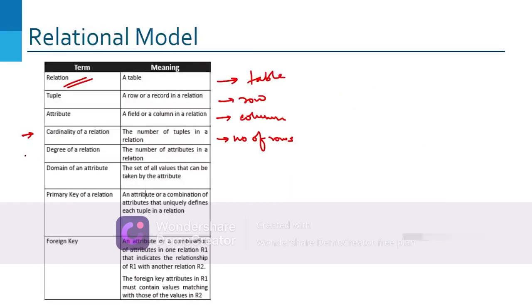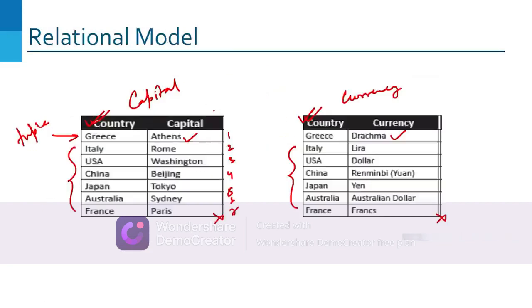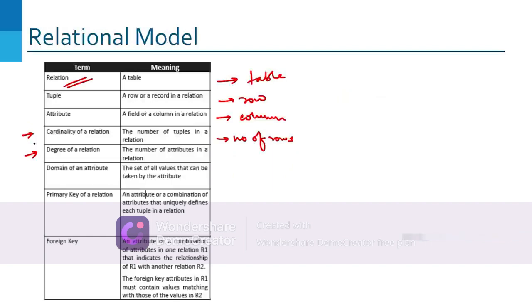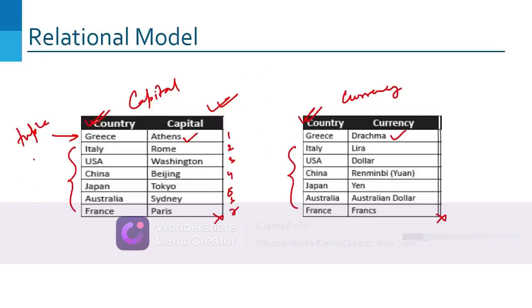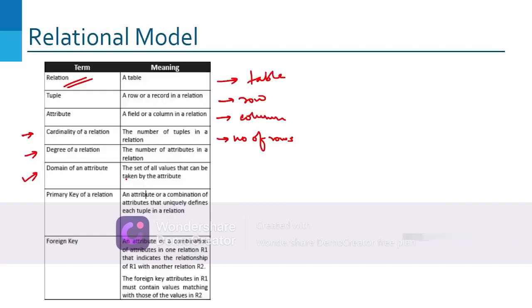The degree is nothing but the number of attributes. That means the number of columns or number of fields. So the degree for this relation is 2, because we only have 2 columns or 2 fields, which are country and capital. Okay, the domain of an attribute is nothing but the values of an attribute. So if you look at this attribute country, Greece, Italy, USA, China, Japan, Australia and France are the domain of the attribute. Okay, so these are the set of values, right?